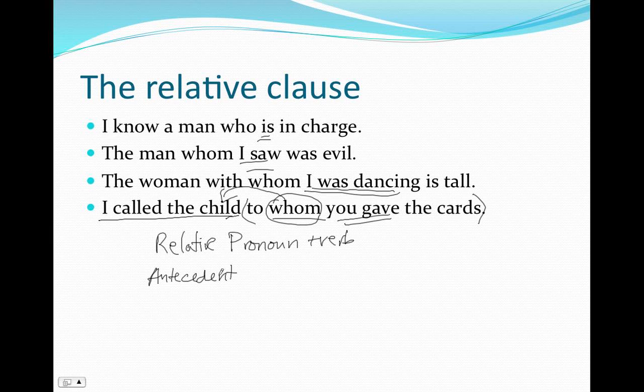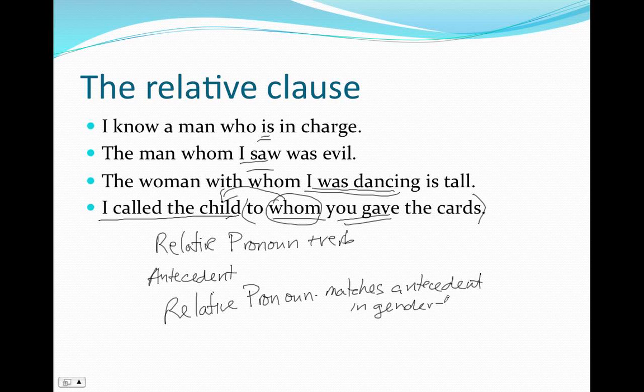Now, in Latin, one thing you should keep in mind is that the relative pronoun, this is very, very important, the relative pronoun will match the antecedent in gender and number. Okay, so in gender and number only, necessarily. So the man who, I know a man who is in charge. So the who is pointing to man. So this who is going to be singular and masculine.